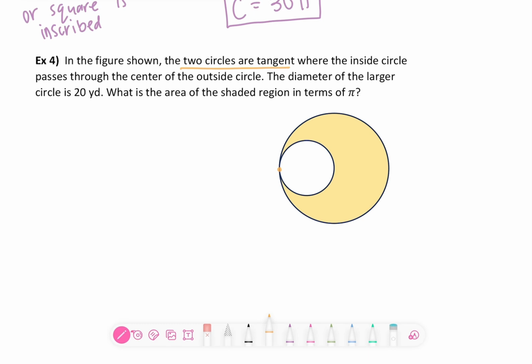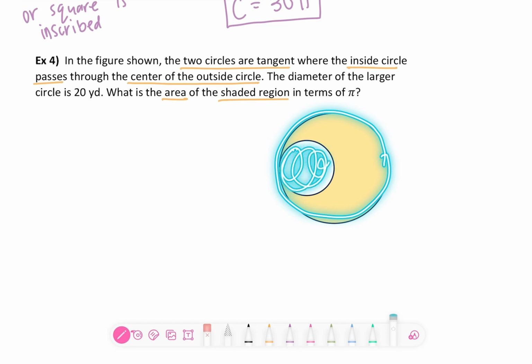It says that the two circles are tangent. The inside circle passes through the center of the outside circle. And it's asking for the area of the shaded region. So it's asking for the area of part of a circle. This shaded part here is part of the bigger circle, right? Whatever area the bigger circle would have, minus this white part here.